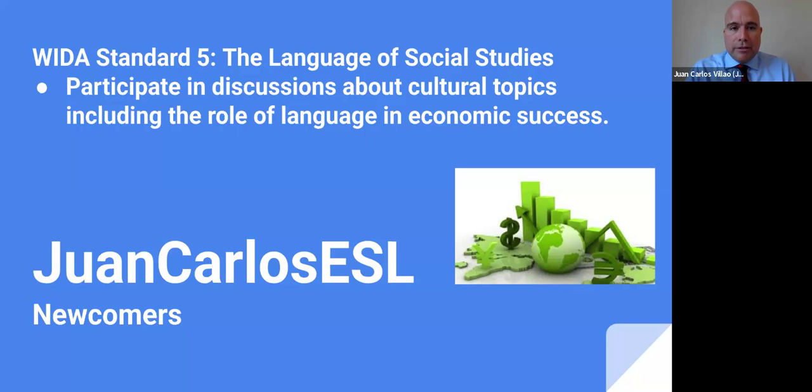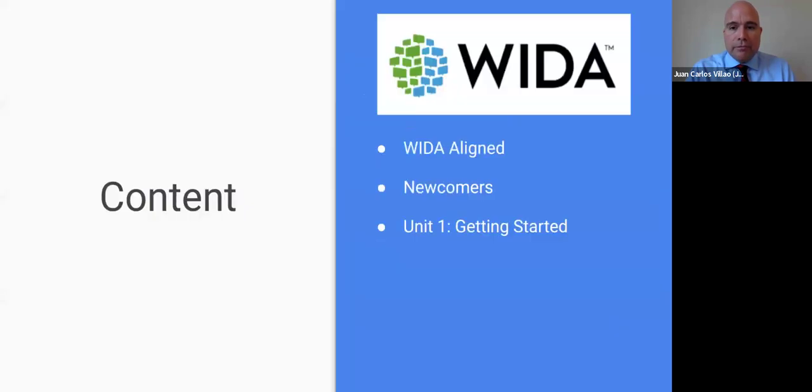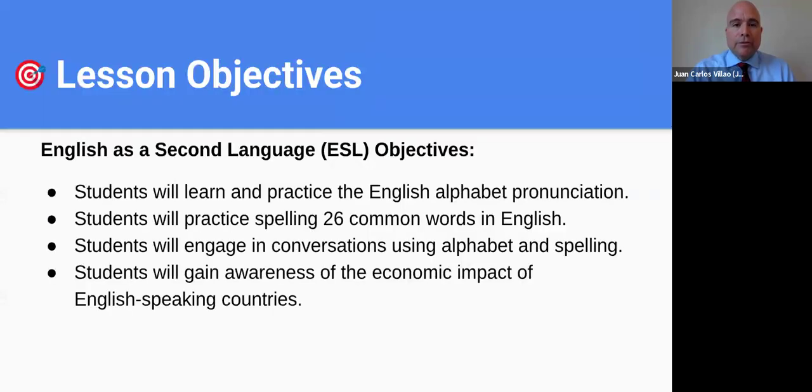All right, so let's continue. We talked about WIDA standards. This lesson is aligned to WIDA standards, as we just went over two of them. Also for newcomers, language proficiency, and Unit 1, getting started. So what are the lesson objectives? English as a second language objectives.